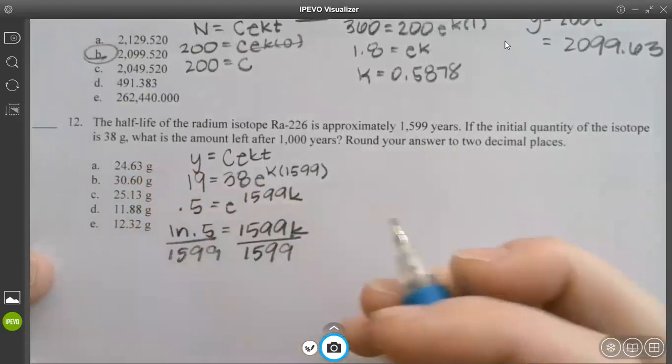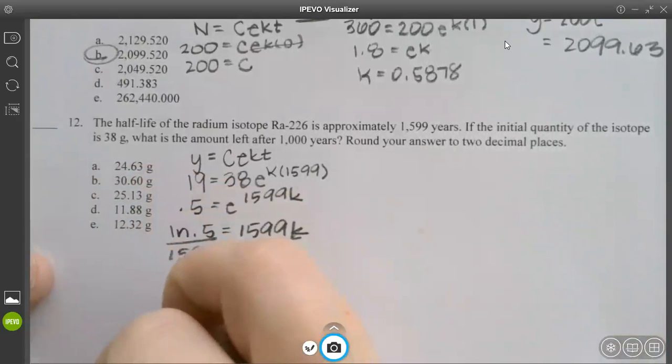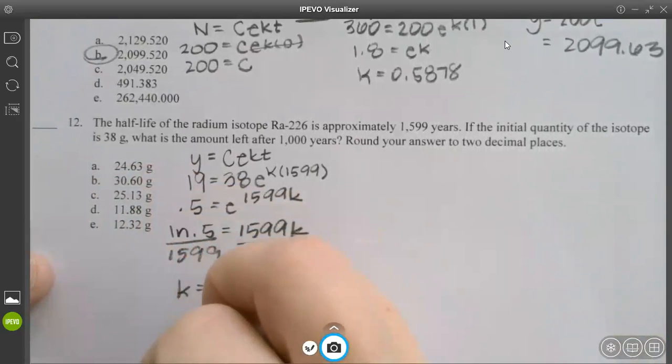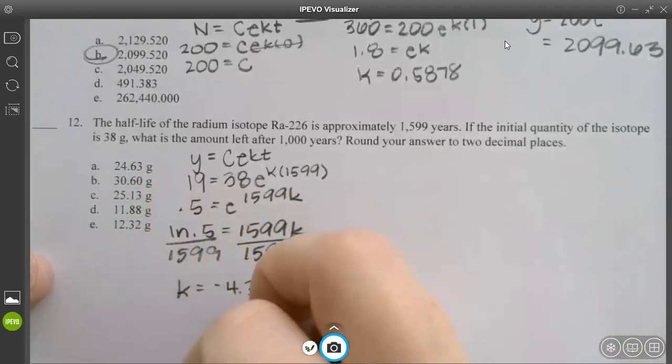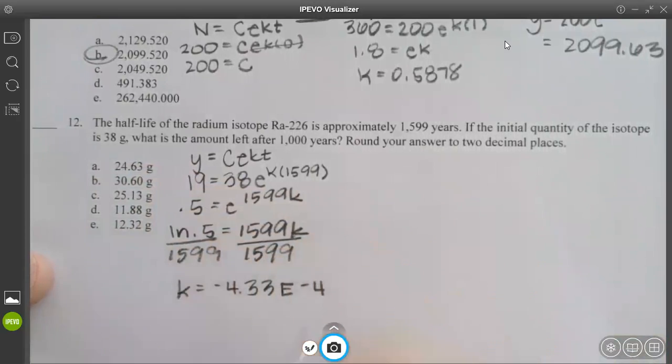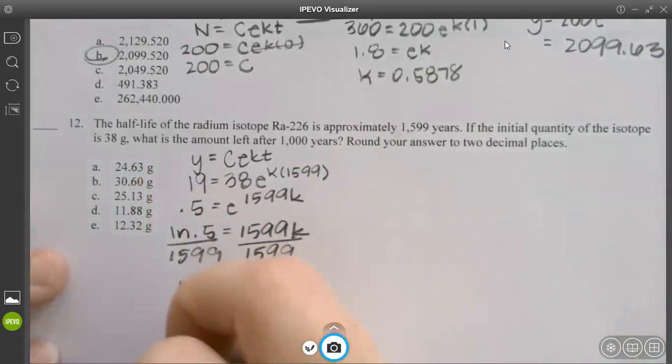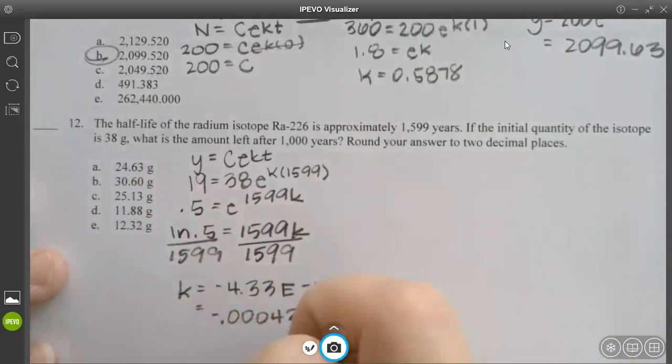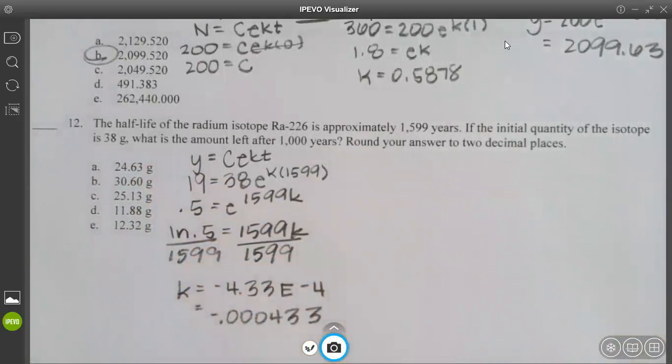And it says round to 2 decimal places. Thing is, this is negative 4.33, and then it has E negative 4. What does that mean? It's actually put 3 zeros in front. So that's exactly what it looks like. Put 3 zeros in front. It's always one less zero.